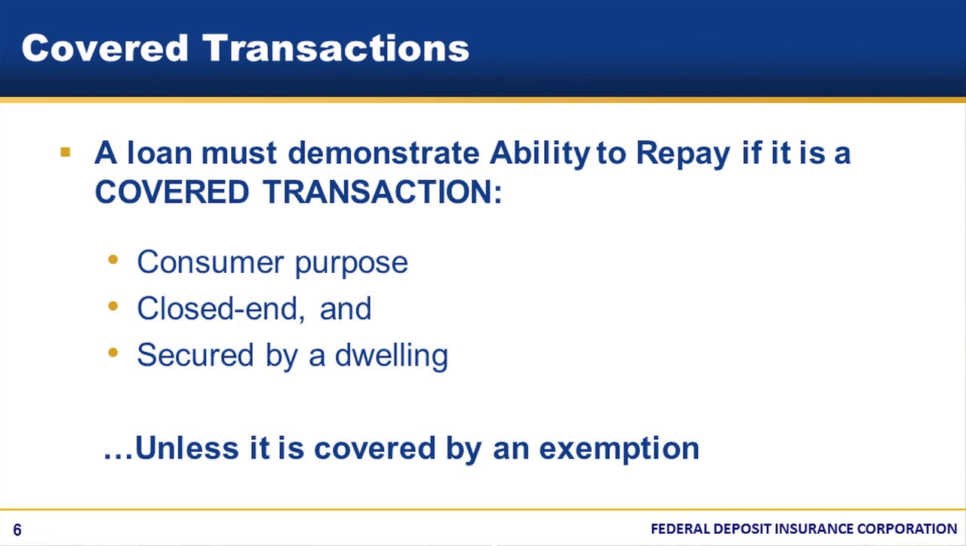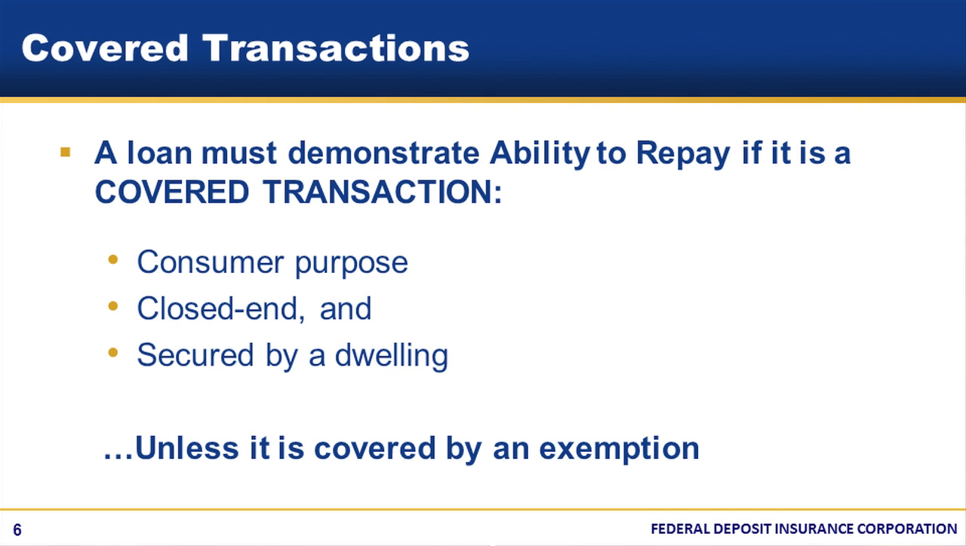As we start to talk about the ATR-QM rules requirements, let's start with the most basic requirement, which is that for any loan that is a covered transaction, creditors must make a reasonable determination of the consumer's ability to repay. Let's start by reviewing the definition of a covered transaction. A covered transaction is a consumer purpose, closed-end transaction secured by a dwelling unless it is subject to an exemption.